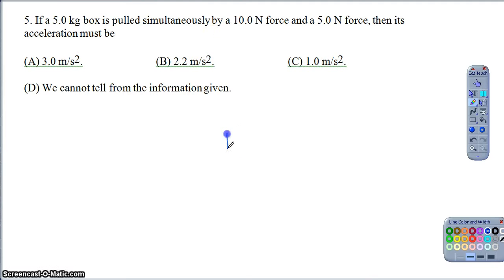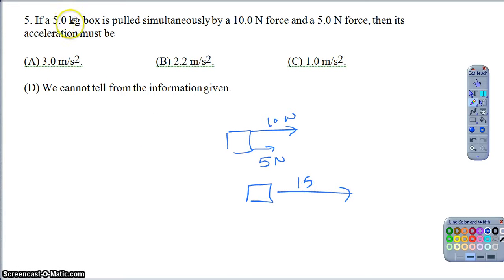Yet another question here that tries to trick you a little bit, right? So a 5 kilogram box, we've got two forces exerted on it, but it doesn't tell me anything about the direction. So if both of those forces were going off to the right, then potentially I would have a 15 Newton resultant going off to the right, in which case the acceleration would be, because the mass is 5 kilograms, the acceleration could be 3 meters per second squared.